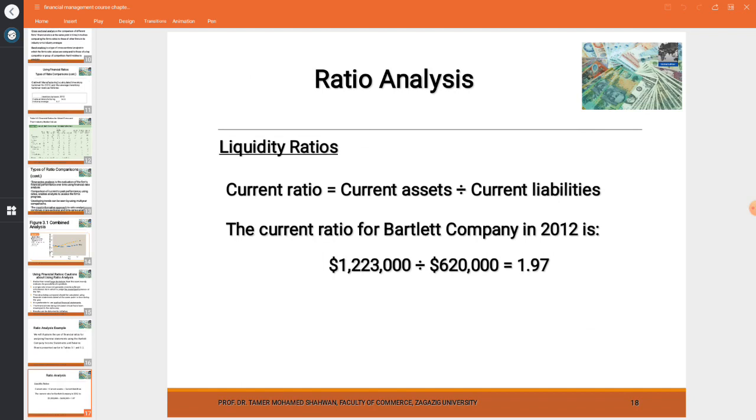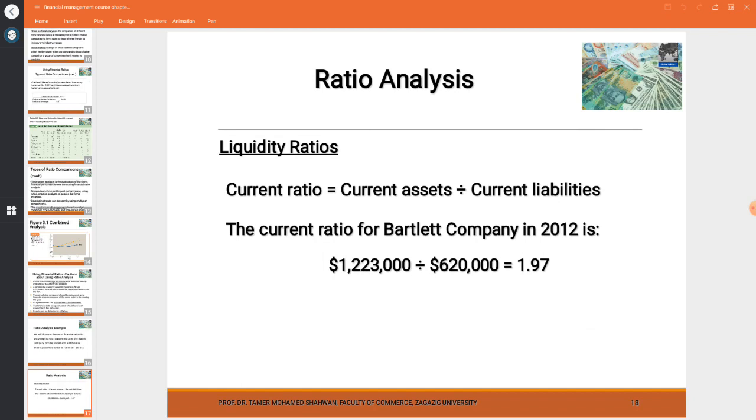Let us start with the different types of ratios that we are going to calculate. Actually, we could classify them into different dimensions or perspectives. The first dimension is mainly concerned with the liquidity situation of a specific firm, particularly over the short term.